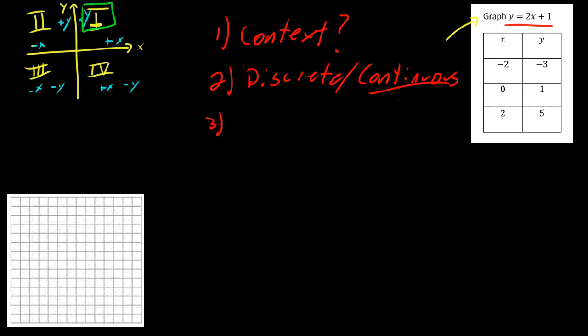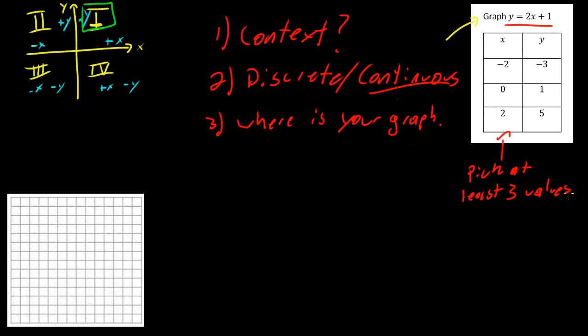Third, where is your graph? These are the questions that you should ask yourself. So when you're trying to graph these ones out and there isn't a context, we're going to have a continuous graph. You should be able to get a couple values of x, and I would always choose different values of x. I'd pick at least 3. One being negative, one being maybe 0 or close to 0, and then one being positive.